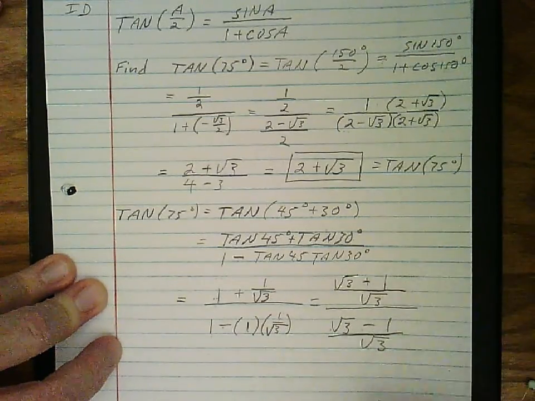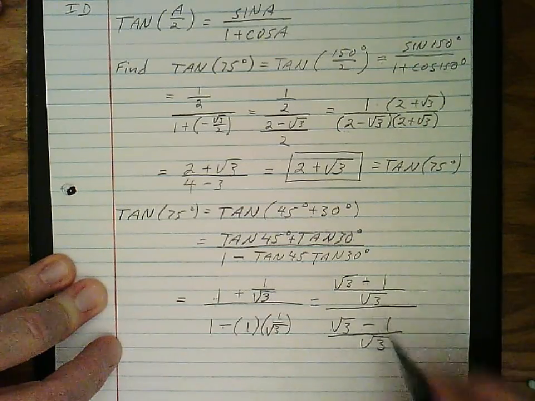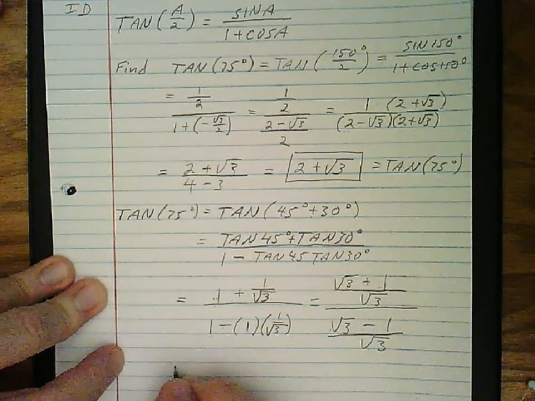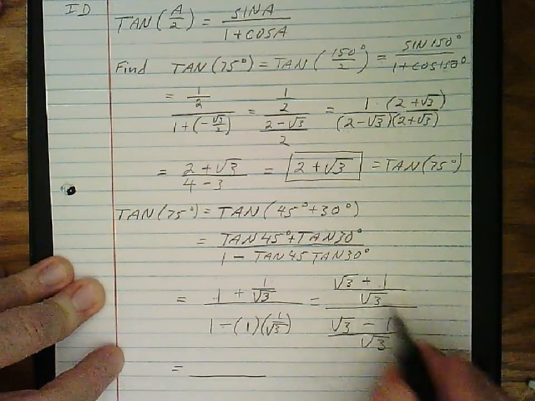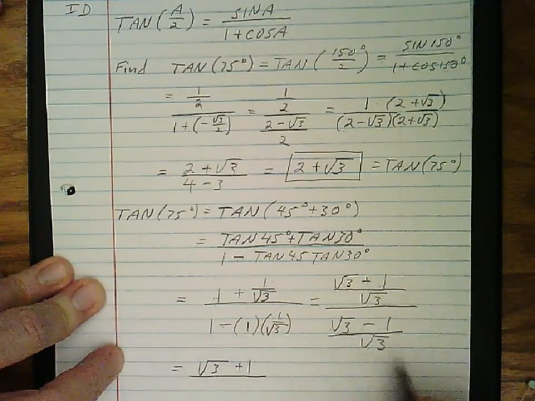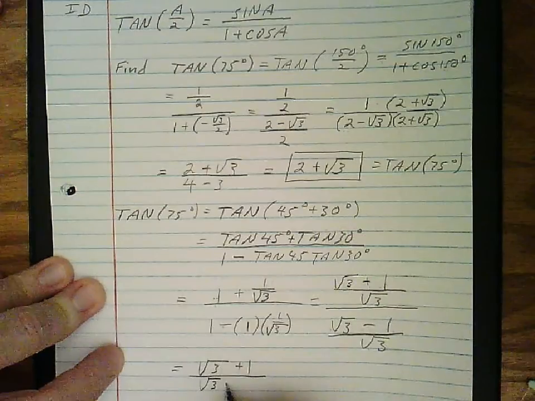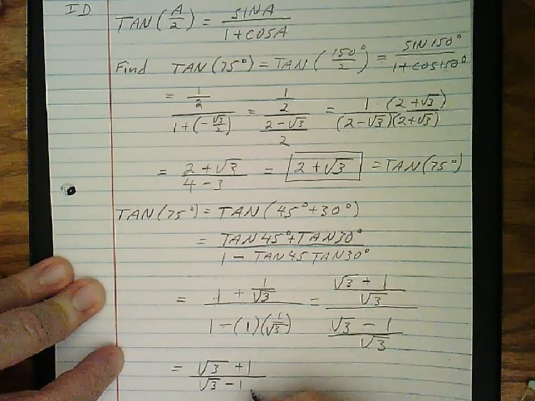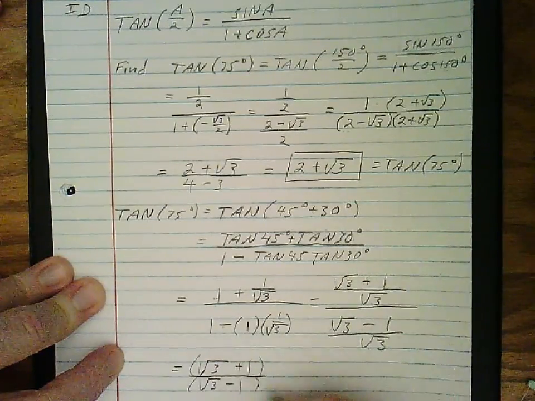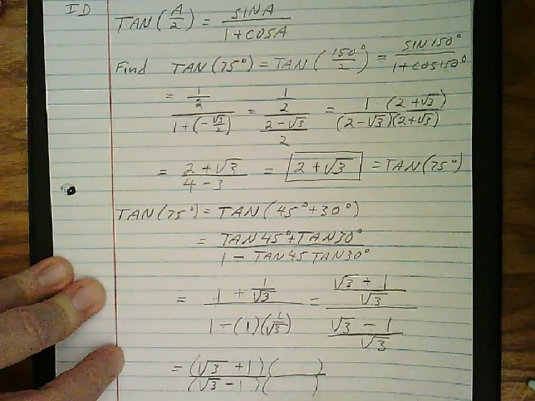Either way you do it, when I invert and multiply, this is going to be on the top and the rad 3's are going to divide out. You're going to be left with this in the numerator, square root of 3 plus 1, and this in the denominator, square root of 3 minus 1. And again, we don't like radicals in the denominator, so we're going to multiply top and bottom by the conjugate of the denominator, not the numerator.